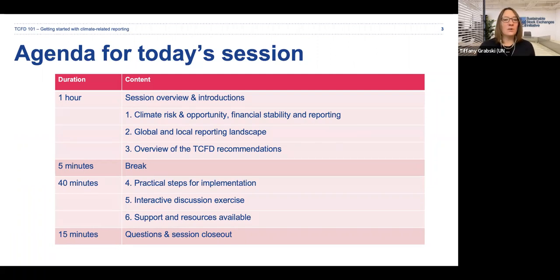In the second hour, we're going to look at how you get started on this. We'll go through some practical steps for implementation and a phased implementation approach, and then we'll do an exercise together so that you can start looking at your company's disclosure, identifying where you are in this process, and how you can start moving forward. We'll leave you with additional resources for your continued learning journey. And since we didn't have any opening remarks, hopefully we'll have some time at the end for Q&A.